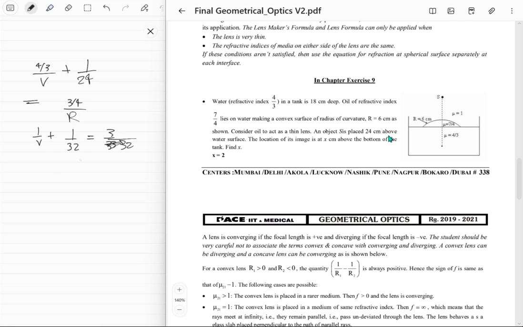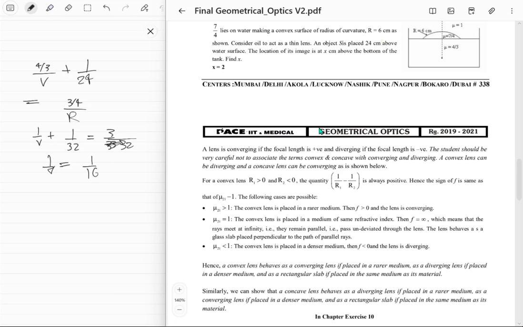So 1 upon v is just equal to 2 upon 32, 1 upon 16. So it should be 16 centimeters, right? From this, and then the bottom of the tank, but what is the height of the tank? 18 centimeter depth. And then you are seeing it's 16 centimeter from this surface. So yes, it's 2 centimeter away from the bottom, which is what they are telling us.